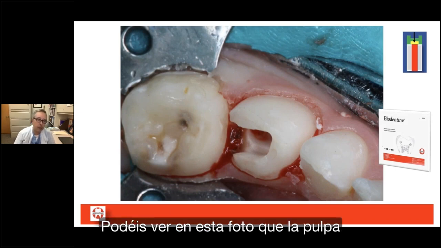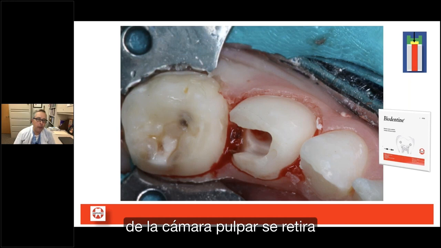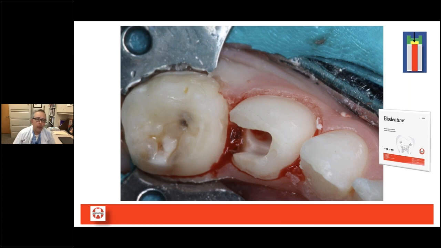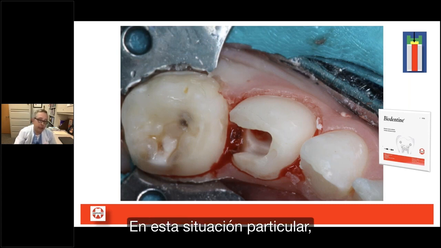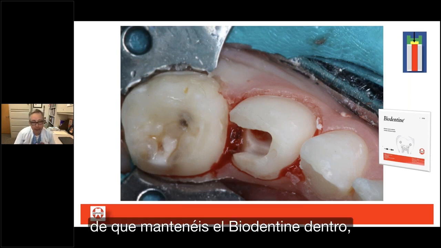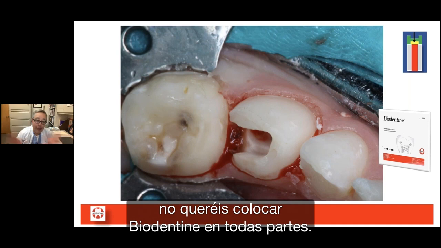You can see in this picture that the pulp from the pulp chamber is removed, and you are going to place Biodentine in direct contact with the pulp horns. And you fill that cavity. In this particular situation, you need to place a band, so you make sure that you keep the Biodentine within. You don't want to place Biodentine everywhere.